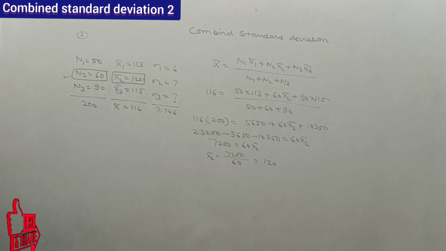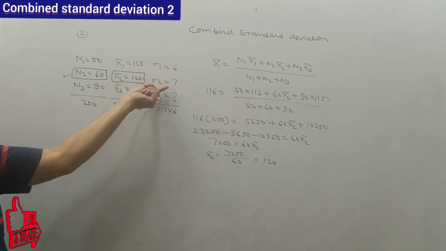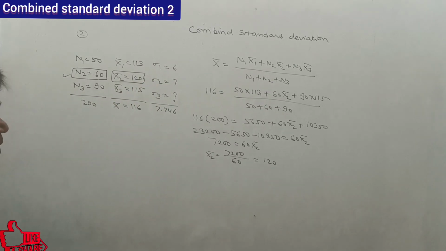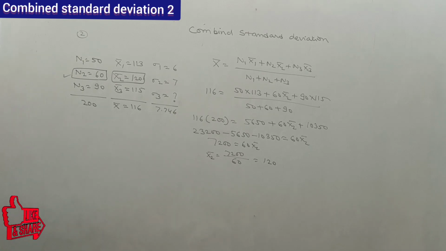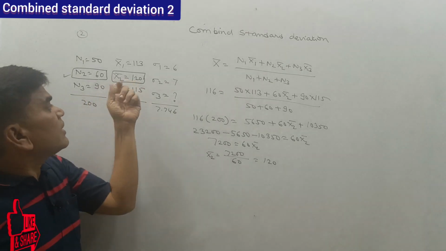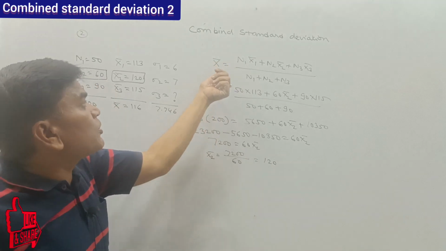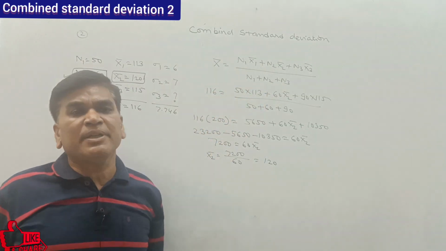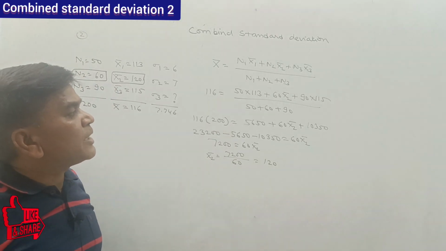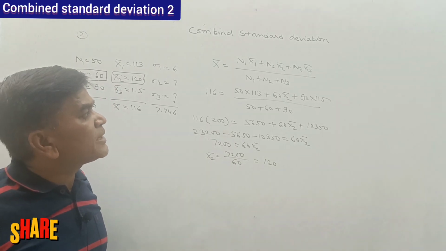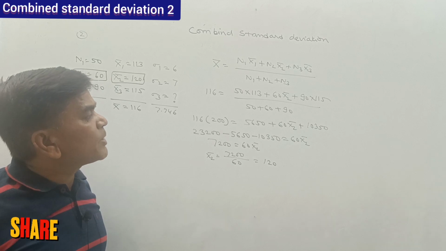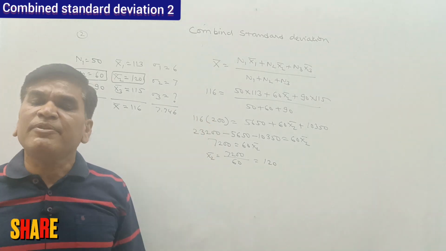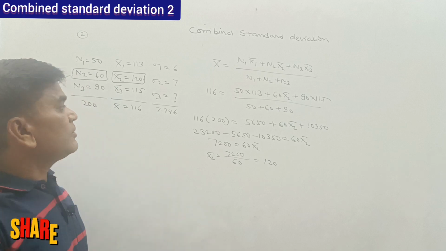Now we are to calculate the value of the standard deviation of the second series. Okay. So it's very easy. For getting the value of X bar 2, we put the combined arithmetic mean, and put the value of N1 X1, N2 X2 not given, and N3 X3, divided by N1 plus N2 plus N3, and we get the value of X bar 2.